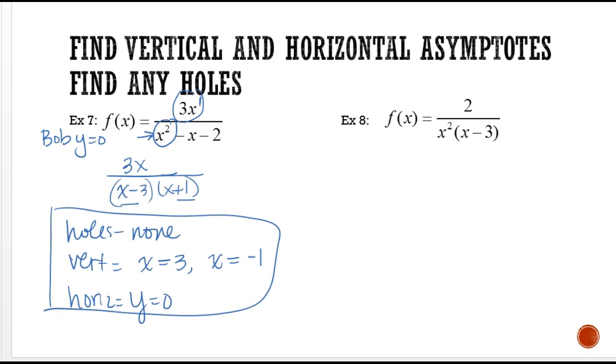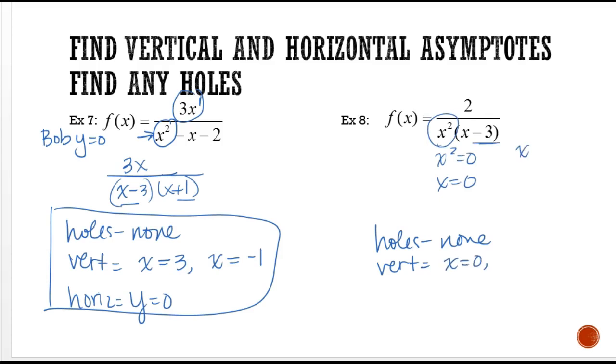Number 8. Looks like it's already factored for us, so we can look. Is there any holes? No holes. No repeated factors top and bottom. Vertical asymptote. Okay, be careful. You have 2 things here. You have an x squared equals 0. That means x is equal to 0. So you have an asymptote where x is equal to 0 and where x is 3.